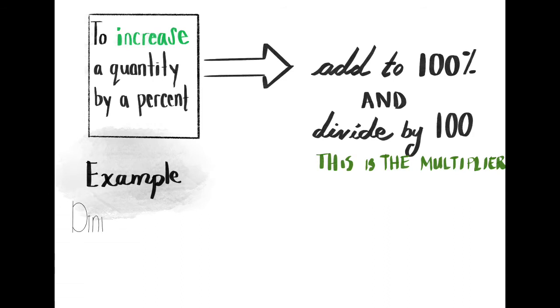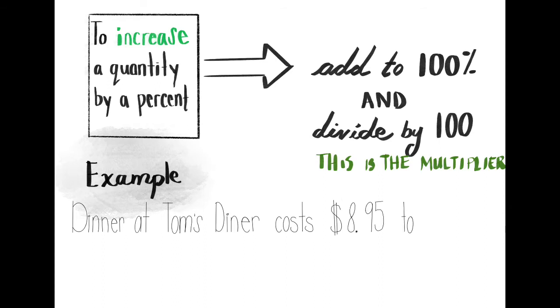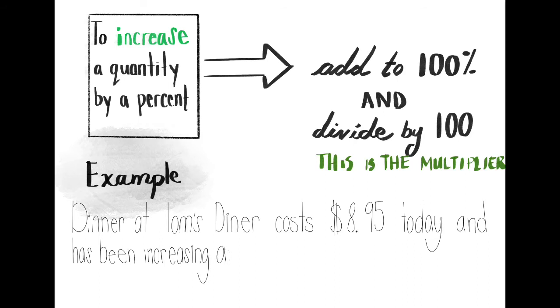So let's say that we have dinner at Tom's Diner and it costs $8.95 today. Okay, so that's how much it costs for you to get dinner there. And it's been increasing by an average percent of 7 per year. So notice that it says that it's increasing by some percent. So we need to figure out our multiplier if we want to come up with some kind of function, which is going to be exponential.